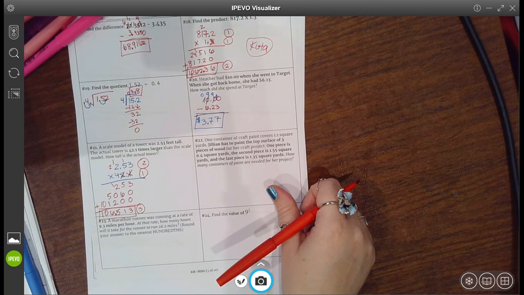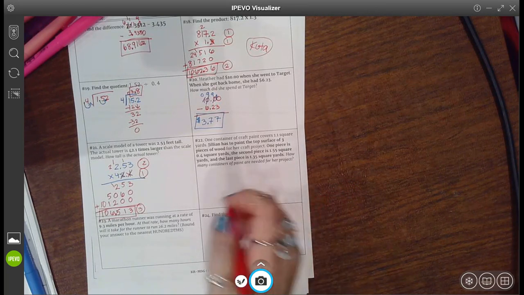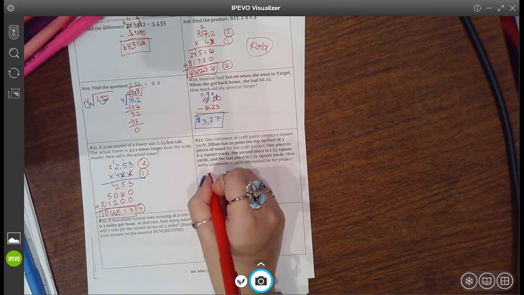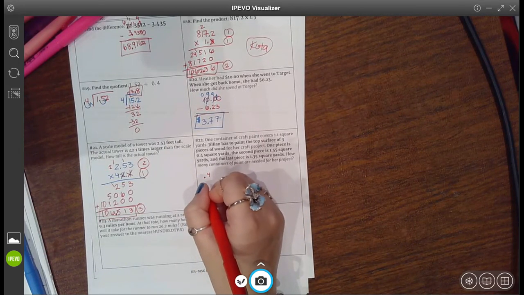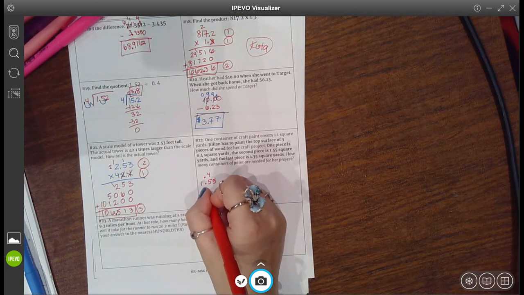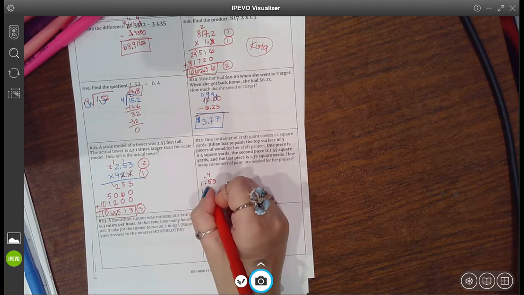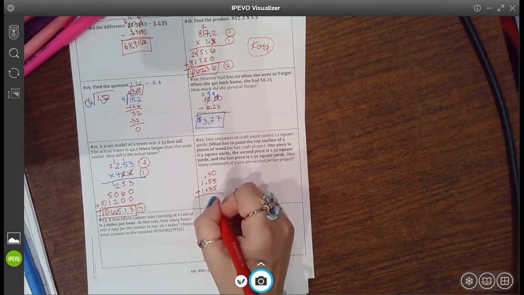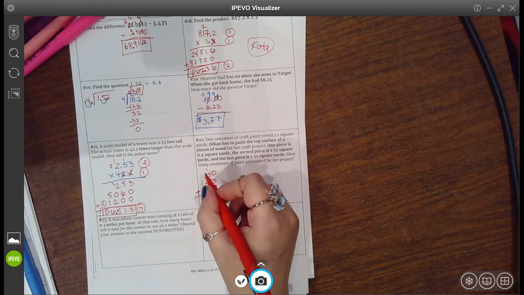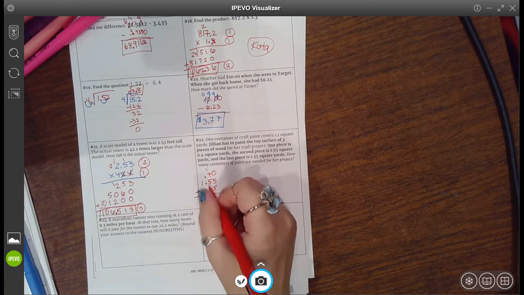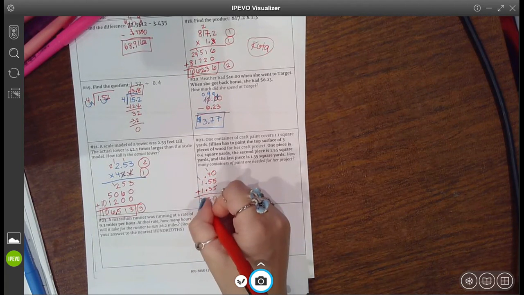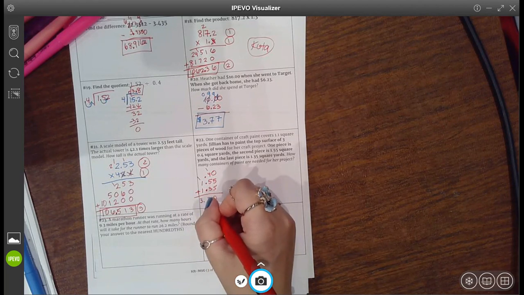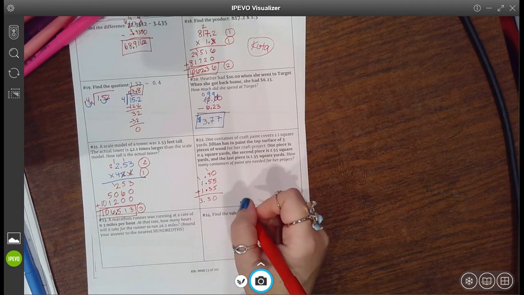So first of all, I need to find the total amount that she needs to paint, and they told me that it's 0.4, 1.55, and 1.35. Okay, so let's add all those together. And that's 10, 10, 13, and 3. Okay, so 3.3 square yards is how much she needs to cover.